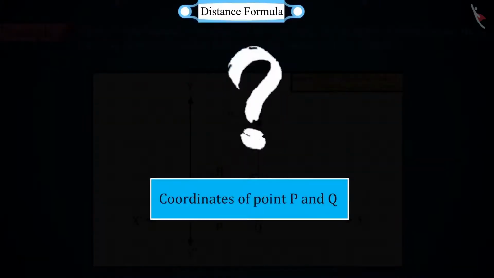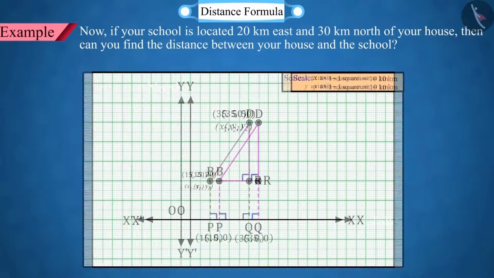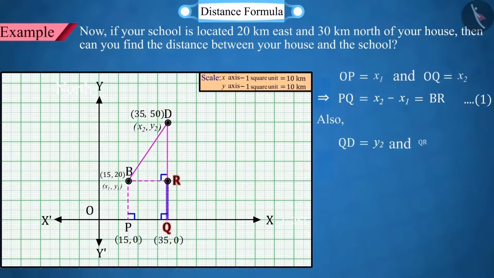Can you tell the coordinates of the points P and Q? Good. The coordinates of point P and Q are 15, 0 and 35, 0 respectively. Here, OP equals x1, OQ equals x2, so PQ equals x2 minus x1, which is equal to BR. And looking carefully at the graph, QD equals y2 and QR equals y1, which is equal to PB. Hence, RD will be equal to y2 minus y1.